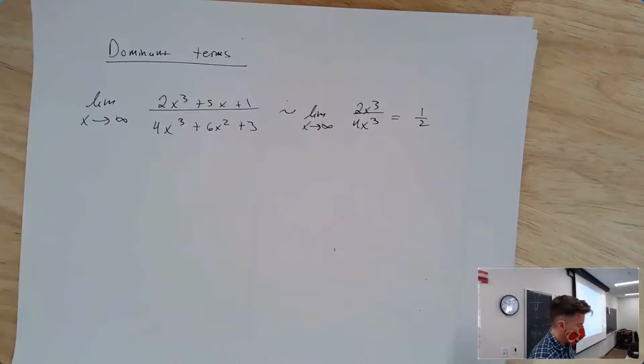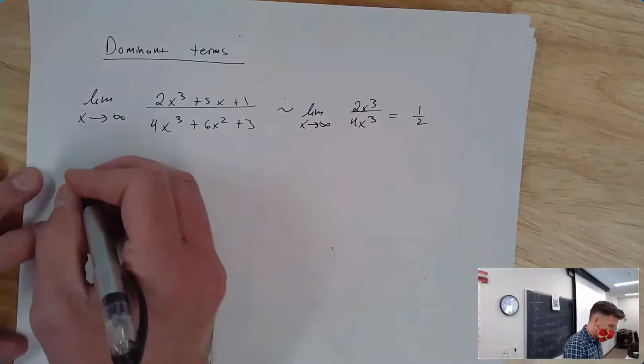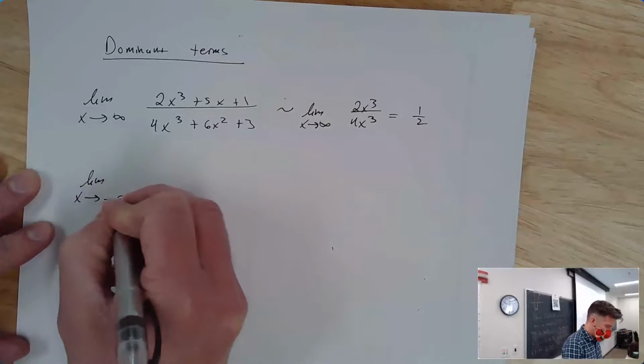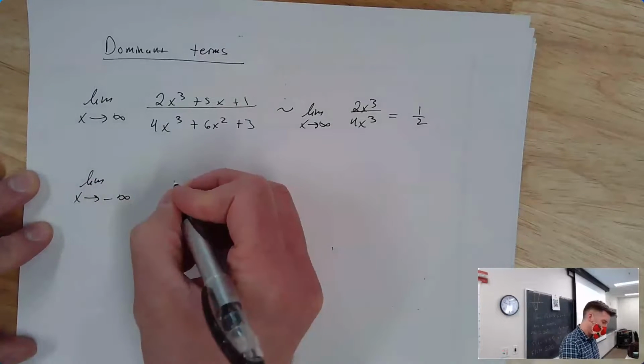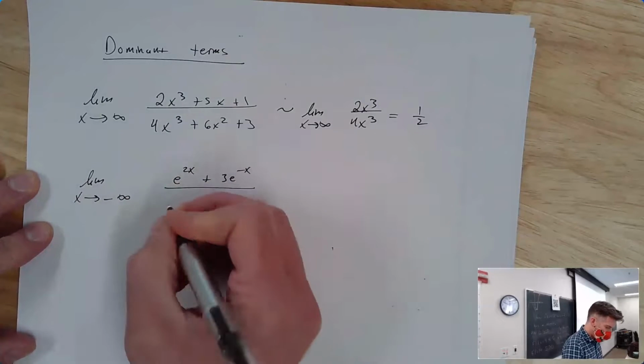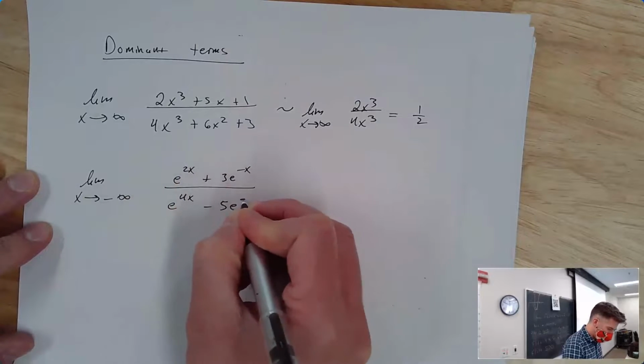But it doesn't work just for powers of x. So if you want to say, what's the limit as x goes to negative infinity of e to the 2x plus 3 e to the negative x over e to the 4x minus 5 e to the negative x.